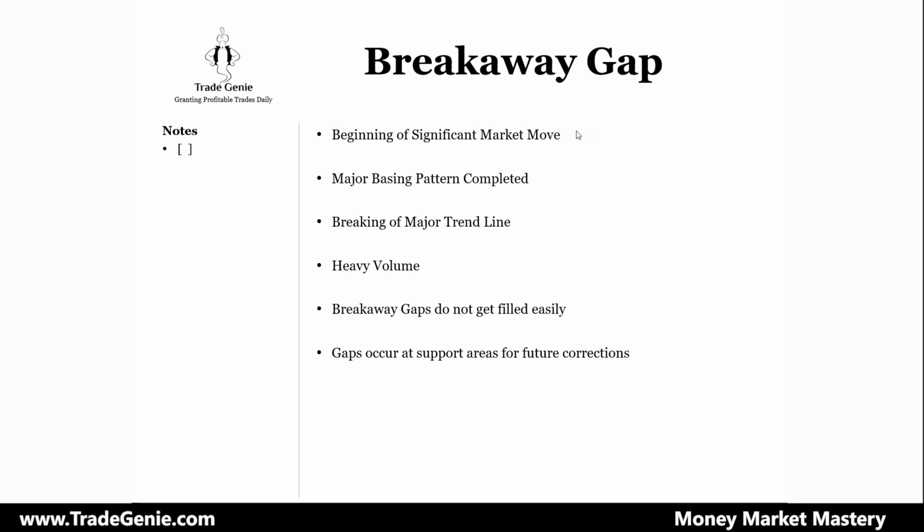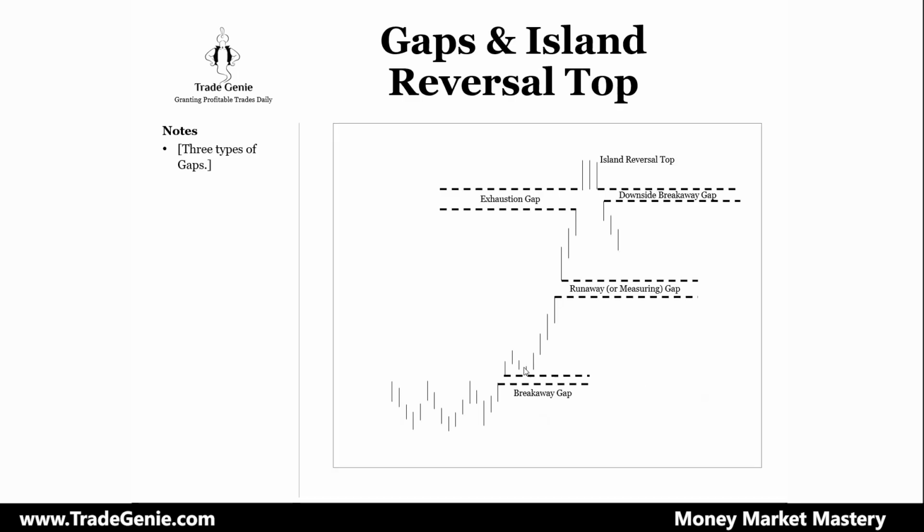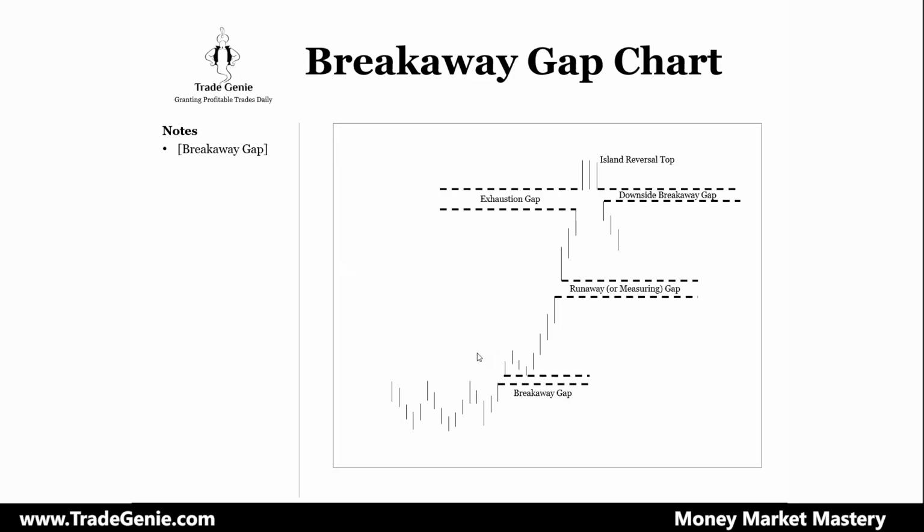So a significant move occurred, some news came, a major basing pattern completed, a breaking of a major trend line. If it's downward sloping and you see it, there's heavy volume building up, there's news here, there's a lot of activity in the options, and then you can analyze the strike and the month where the traders think the market is going. Gaps occur as support areas for future correction. So gaps are occurring at the support area. Now, this is a breakaway gap chart.